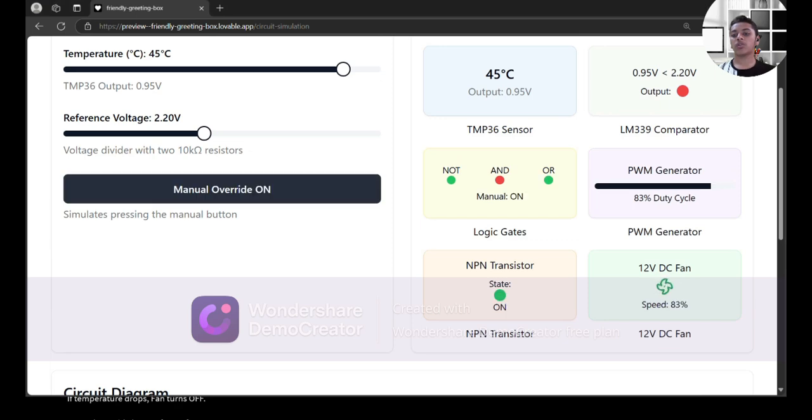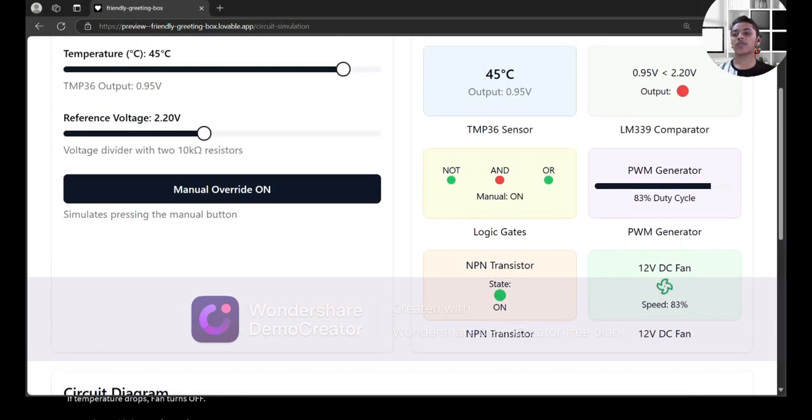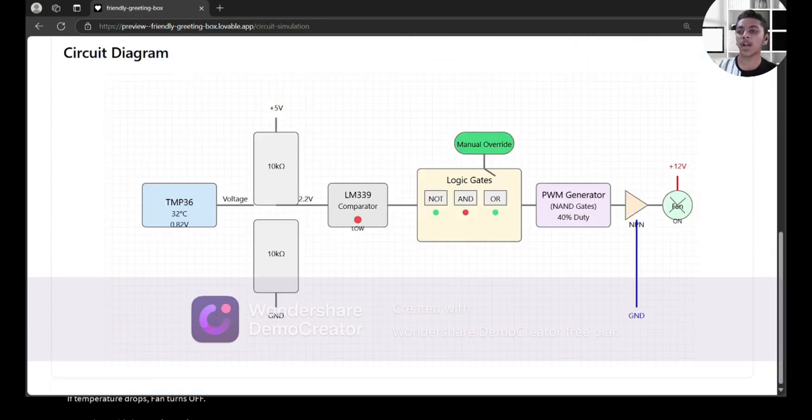When we turn on manual override, our output is high, the reference voltage is 2.2 volt and the temperature is 45 degrees. Now we reduce the temperature, you can see the speed of the fan decreases, and when I increase the temperature, you can see the speed of the fan also increases. So these are the basic block diagram of a temperature controlling fan.